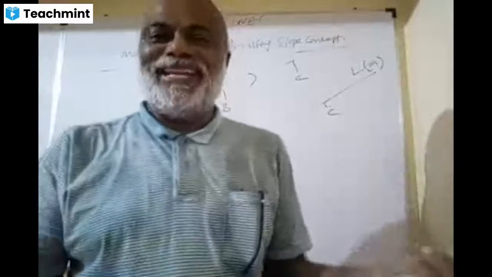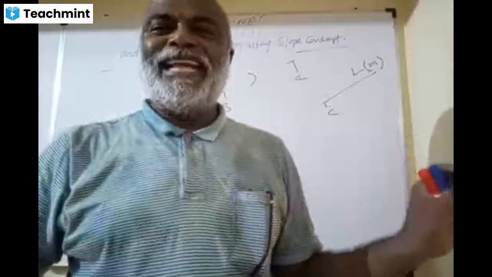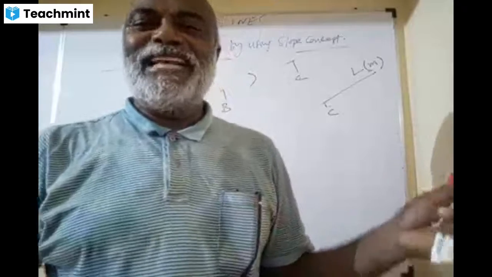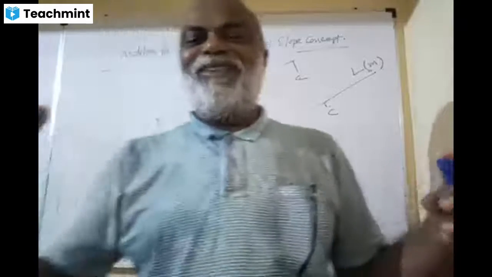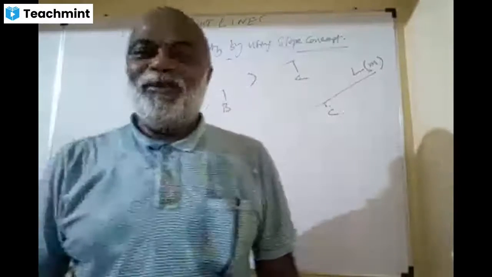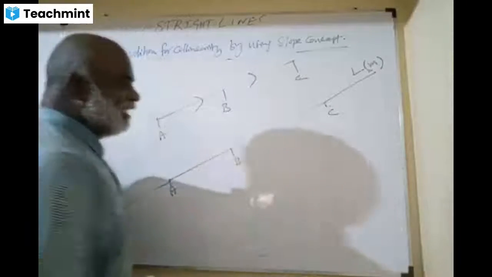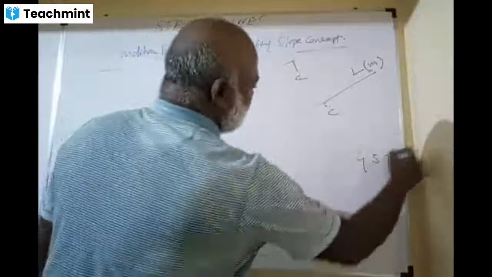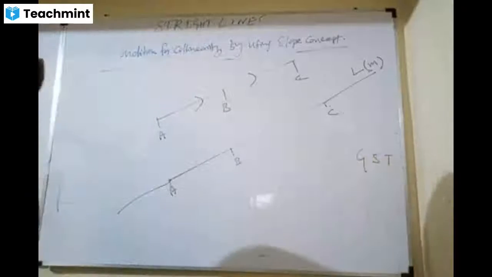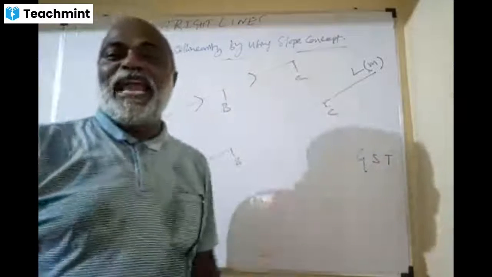This is one line. One line means one slope. That's all. One nation, one tax. Just like that, GST, goods and services tax. One nation, one tax, one line, one slope.